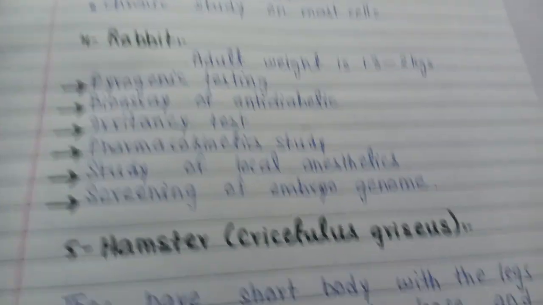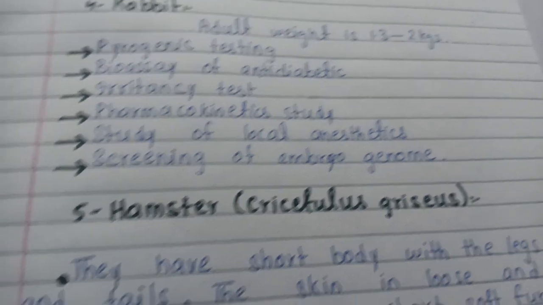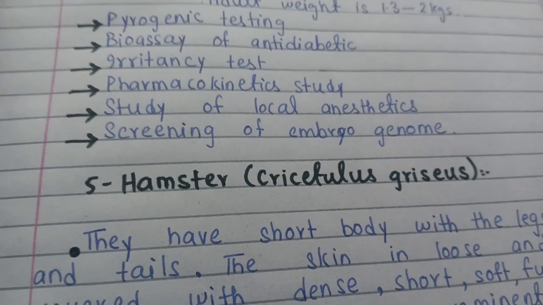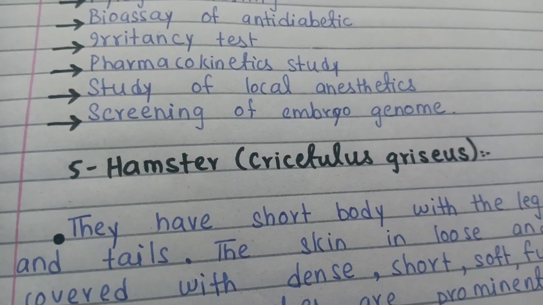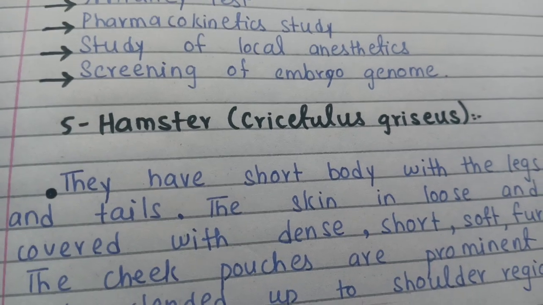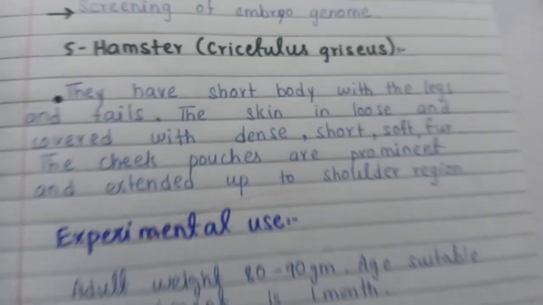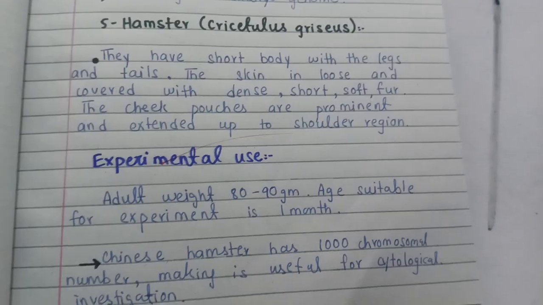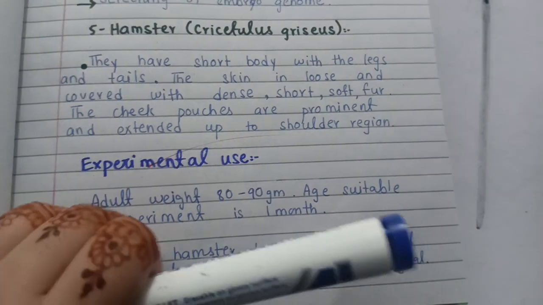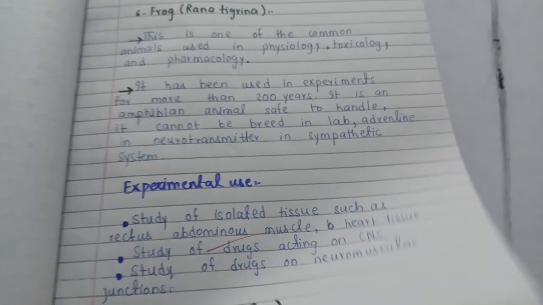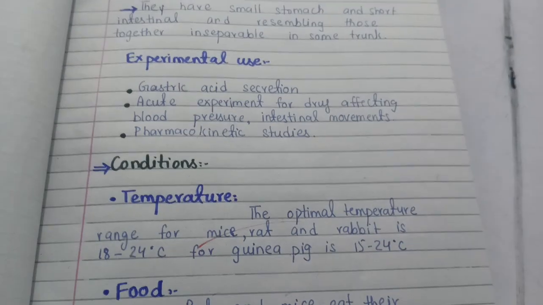Rabbit, their adult weight and their uses is given: pyrogenic testing, anti-diabetic testing, irritancy test, pharmacokinetic study, local anesthetic and embryogenesis studies. Now they have given some other animals that you can study, but studying about rat, mice, rabbit is the necessary one.